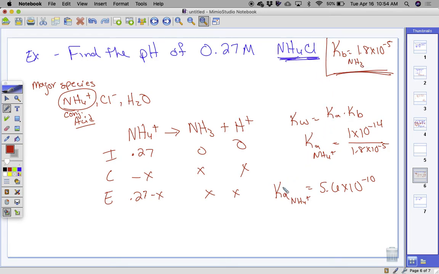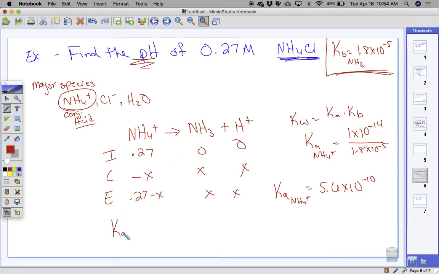So I have to calculate the Ka of the conjugate from that weak base. But wouldn't you just do 0.27? That's a K value. 0.27 is a concentration. Don't mix up concentrations with equilibrium constants. So why do we even need an ICE table? Because we have to find the pH. I'm not done.